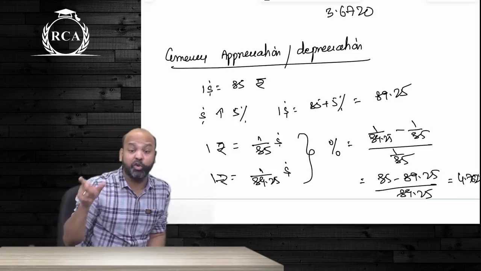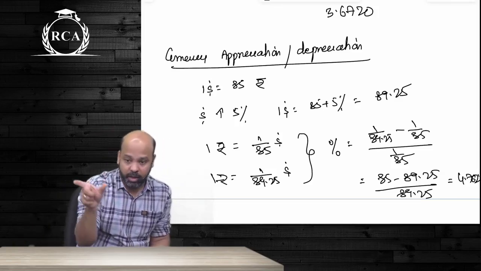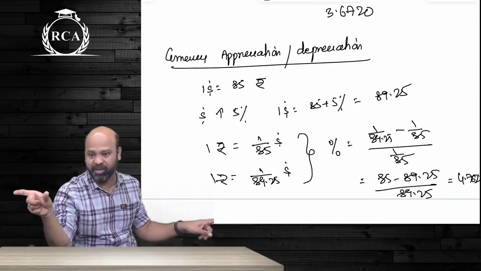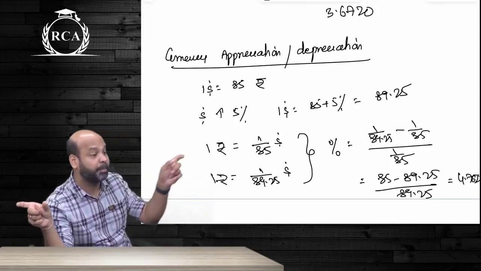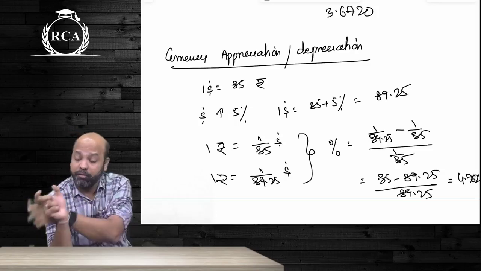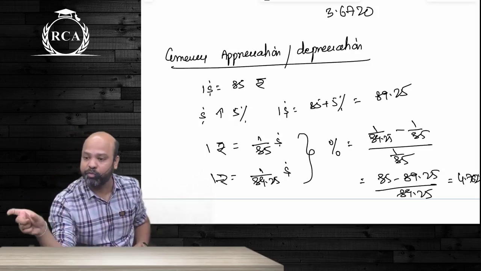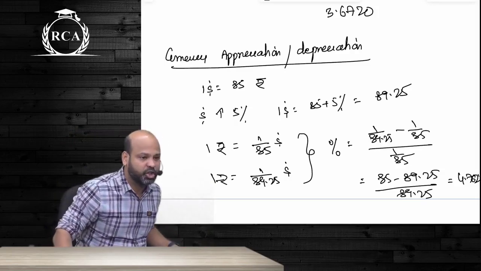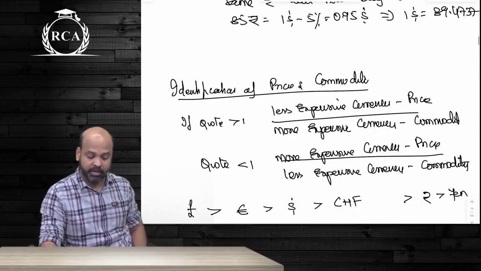If they tell us that rupee is appreciating by 10%, the same number of rupees will now buy more dollars. So you will write same rupees, 88 rupees for example, will be $1 plus 10%. If rupee is depreciating, the same number of rupees will now buy lesser number of dollars. That is currency appreciation or depreciation. Any doubt in this, guys?